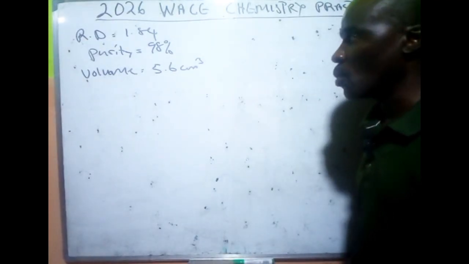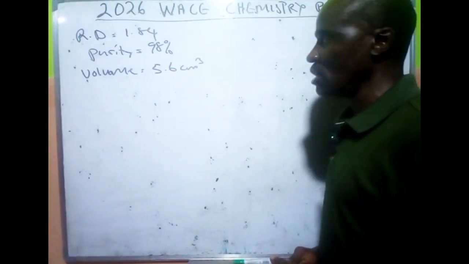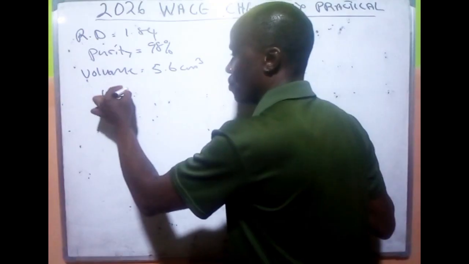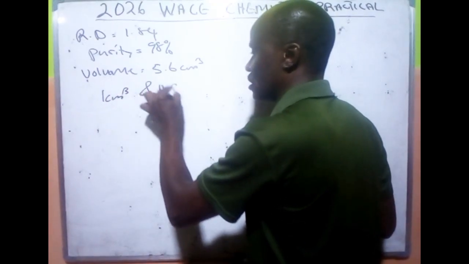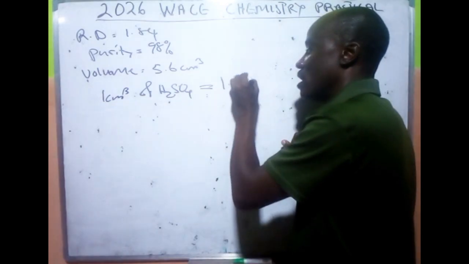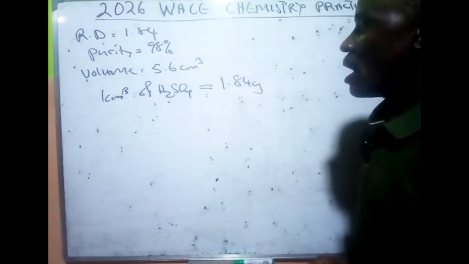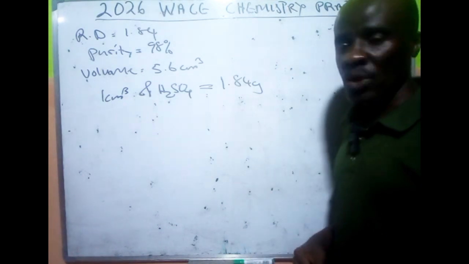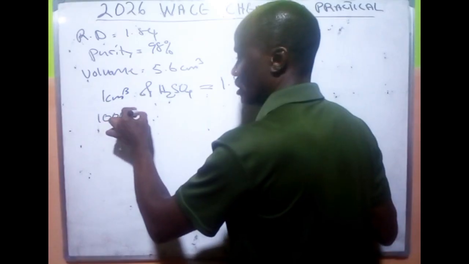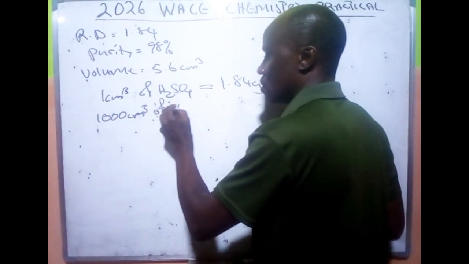Now, what does this relative density mean? What it simply means is that every 1 cm cube of tetraoxosulphate acid contains 1.84 grams. Now, what will 1000 cm cube contain? 1000 cm cube is equivalent to 1 dm cube. I believe we are together in this.